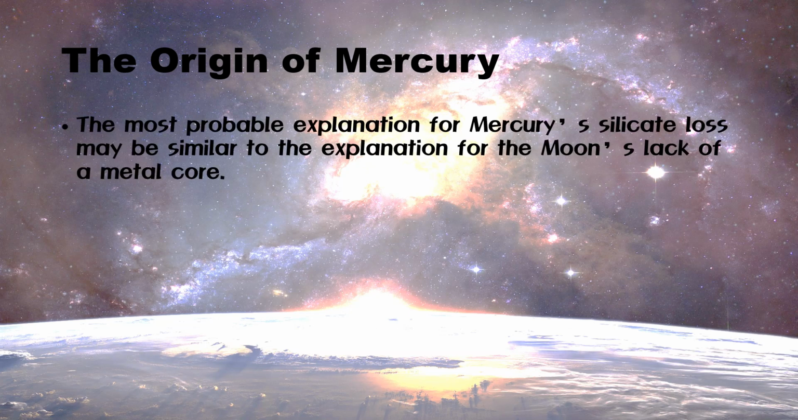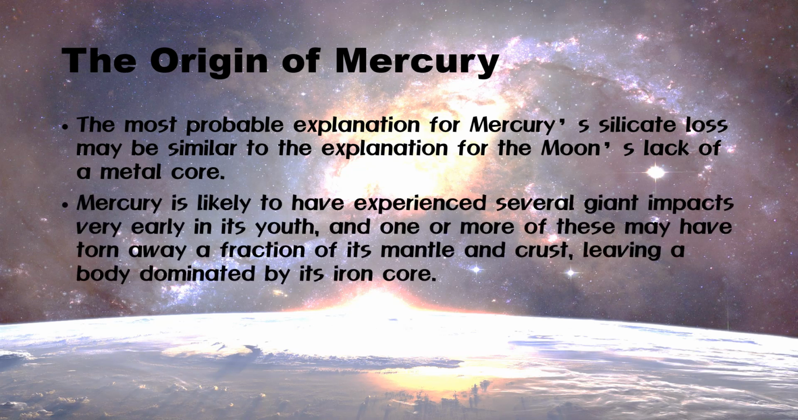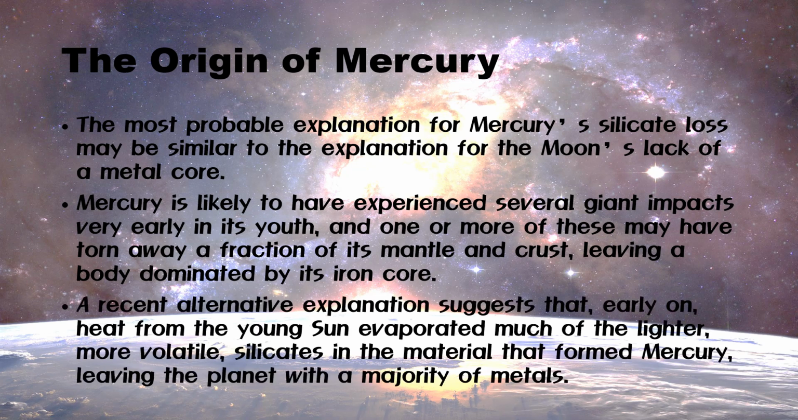Well, the most probable explanation that we have for Mercury's silicate loss might be similar to the explanation that we have for the moon's own lack of a metal core. Mercury is likely to have experienced several giant impacts very early on in its youth, and one or more of these may have torn away a fraction of its mantle and crust, leaving just a body that's dominated by its iron core. And a recent alternative explanation suggests that very early on, even the heat from the young sun evaporated much of the lighter, more volatile silicates in the material that formed Mercury, leaving the planet with a majority of metals.